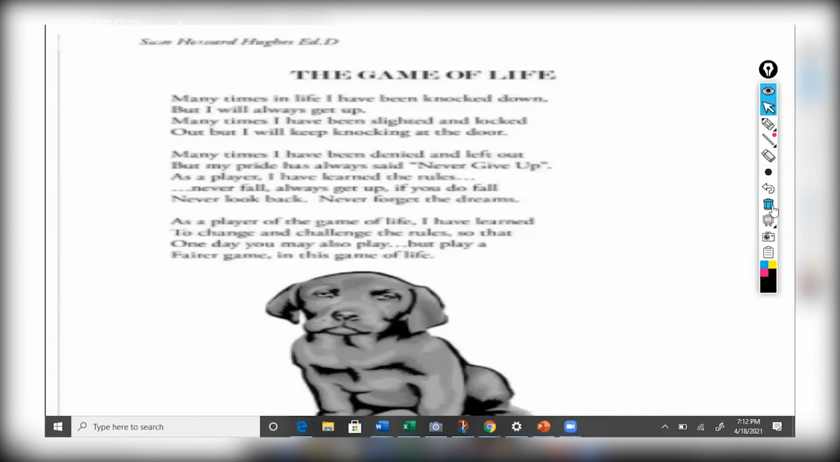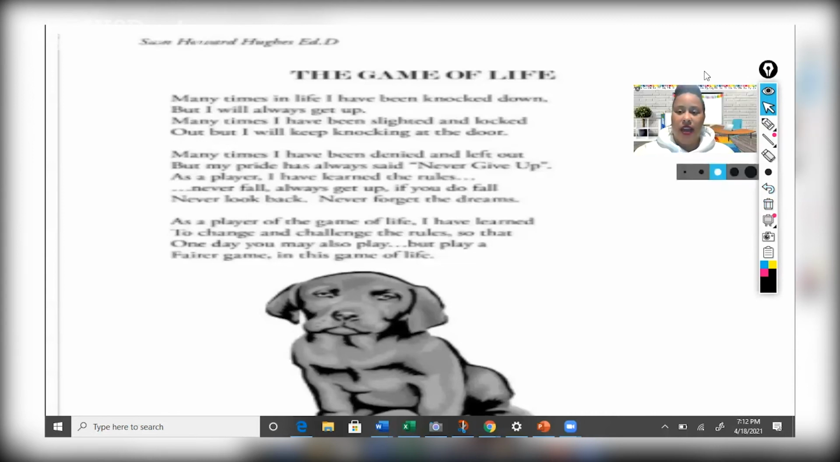Listen to the poem. Think about what is the author trying to tell me or teach me. Listen to see if it has rhythm, rhyme, repetition, and or alliteration.